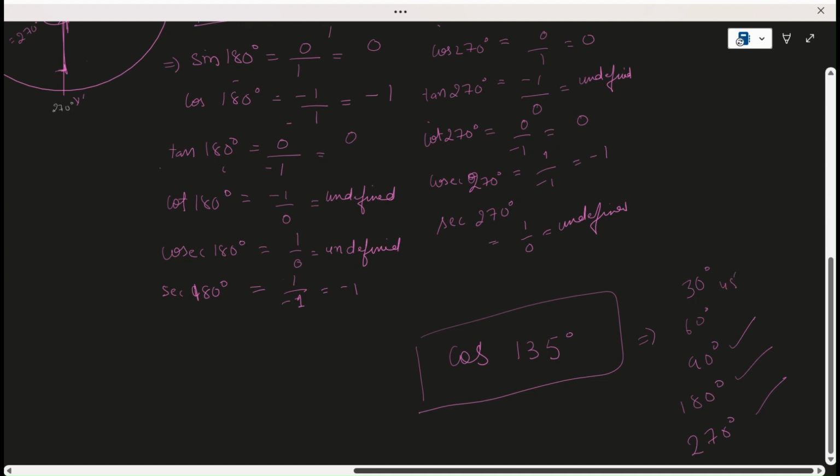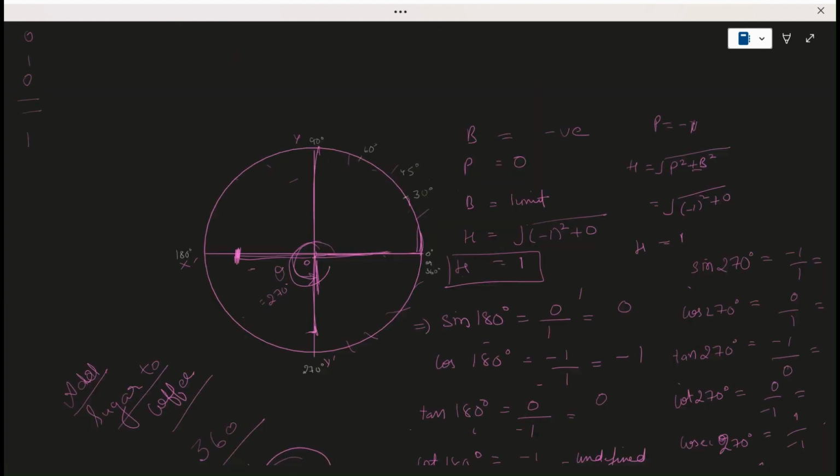I'm left with the 45. So we will see how we can convert this particular value into the basic angles, and how we will be able to find the value of cos 135 degree or any random value. Let us now finish the lecture, and we will meet tomorrow for the further things.